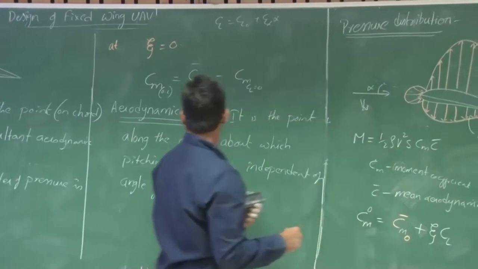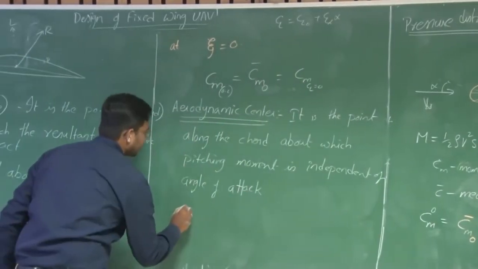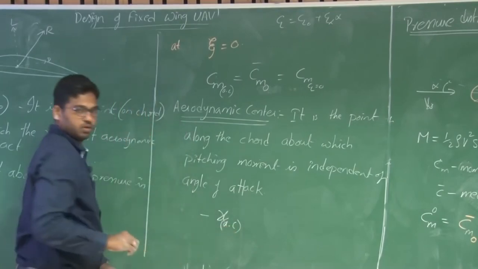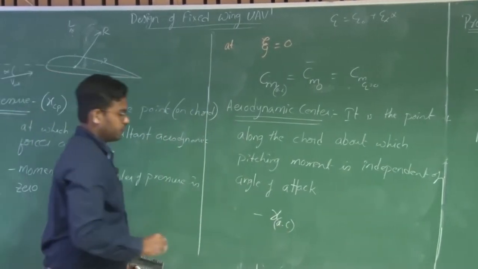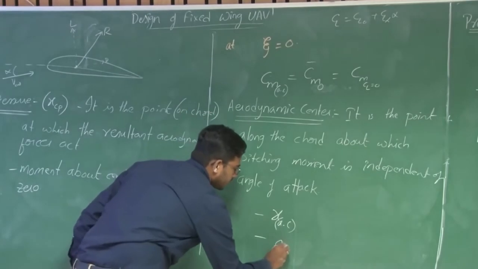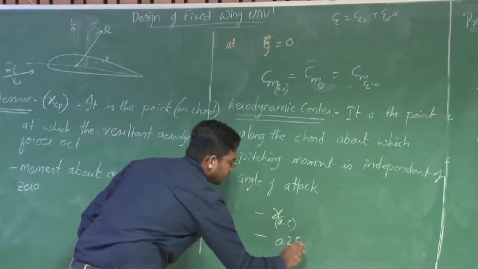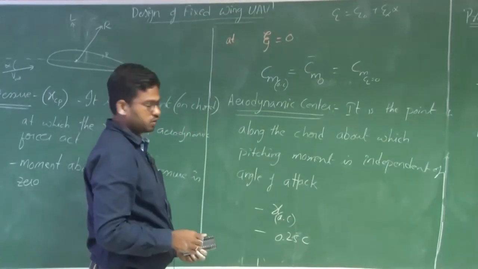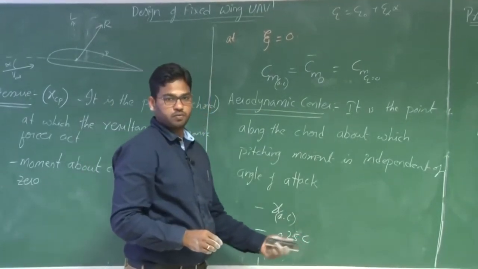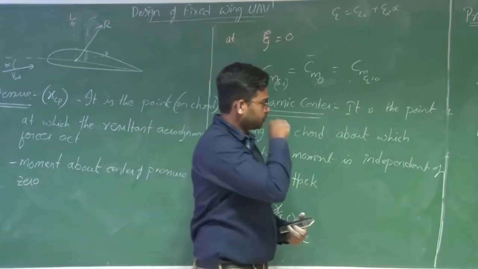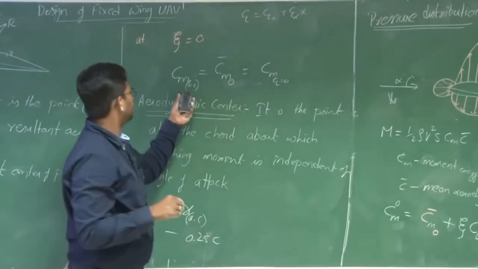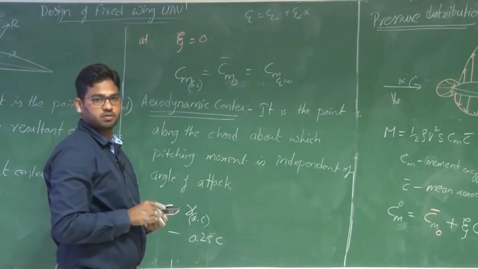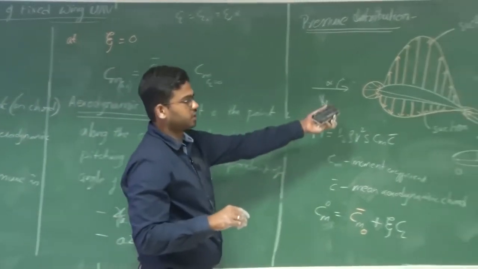Why does CMAC exist? You call the aerodynamic center XAC. For low speed, it is observed that it lies at the quarter chord, almost at 0.25 of C. But what is this moment about the aerodynamic center? Why does it exist even when lift is 0? So when can lift be 0 here?